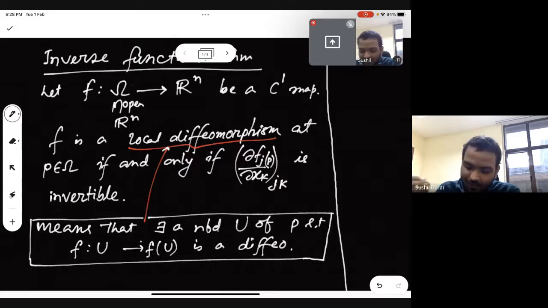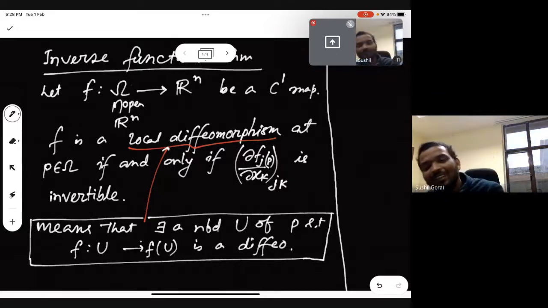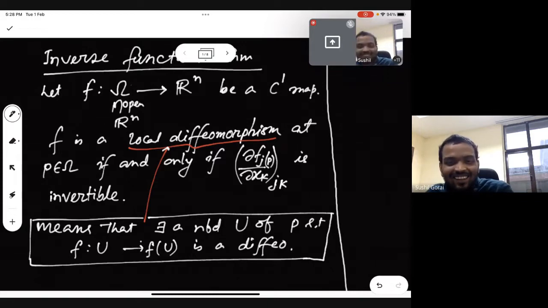There exists a neighborhood U and there exists a neighborhood V, that part is not needed. Just U is good enough. Look at the proof of the inverse function theorem again, and you see that if U is open, you can take, without loss of generality, V to be f of U.